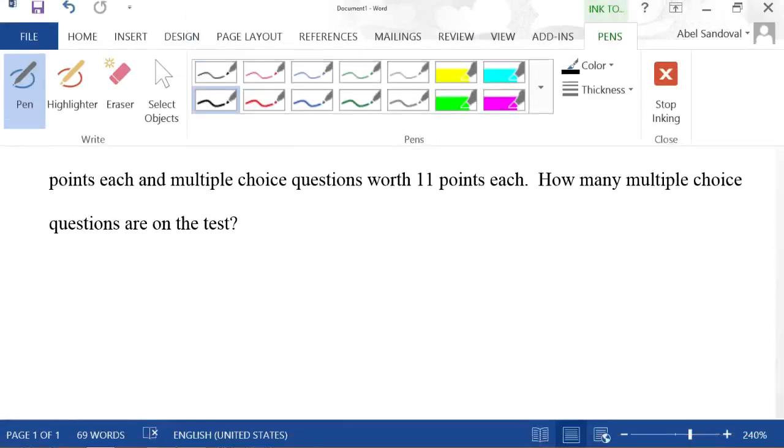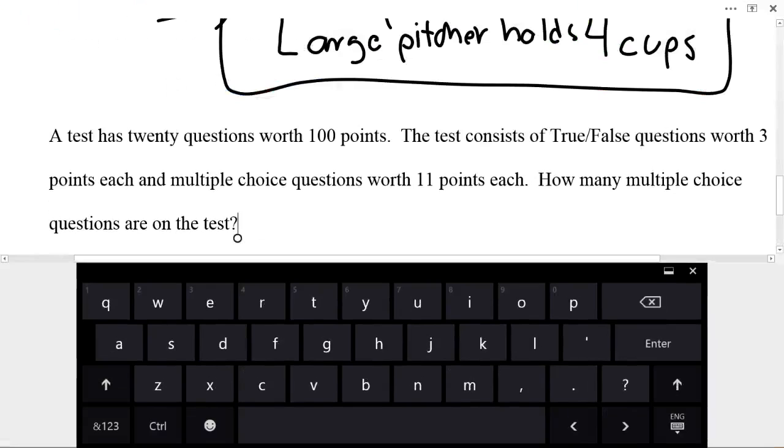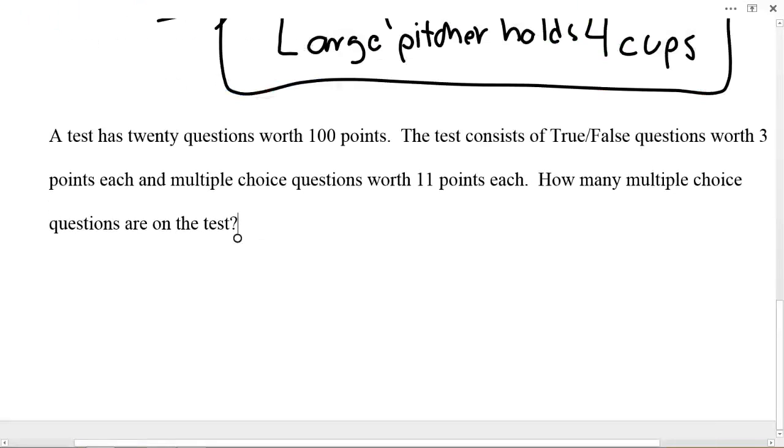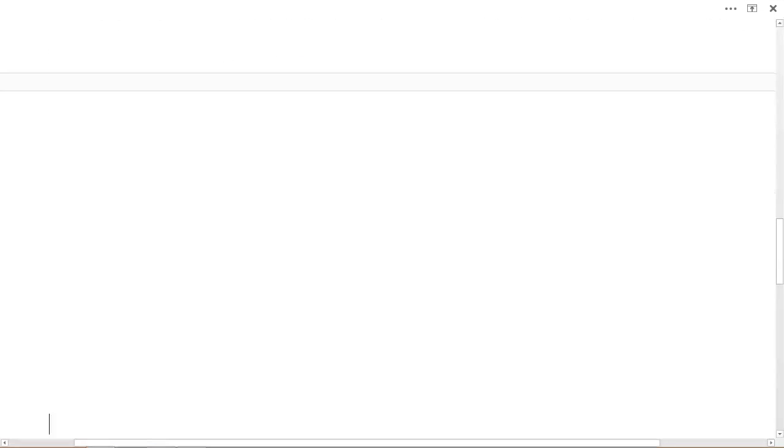Hold on, before I go to my next problem, I just want to add a few more pages because then I run out and have nothing to write on. All right, there you go.